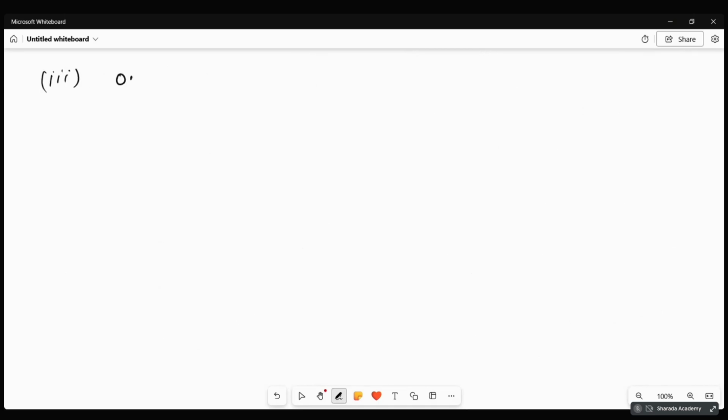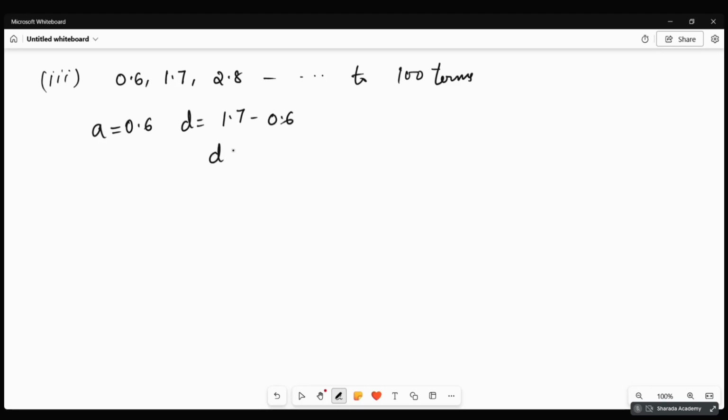Third one in this: 0.6, 1.7, 2.8, and so on until 100 terms. So you have to add until 100 terms. So a is equal to 0.6 here. d is equal to 1.7 minus 0.6, so d is equal to 1.1. n is equal to 100. You have to calculate the sum of the terms, so Sn is equal to n by 2 into 2a plus n minus 1 into d.